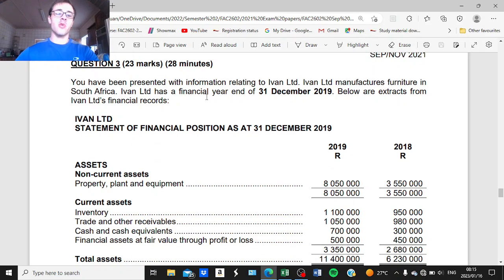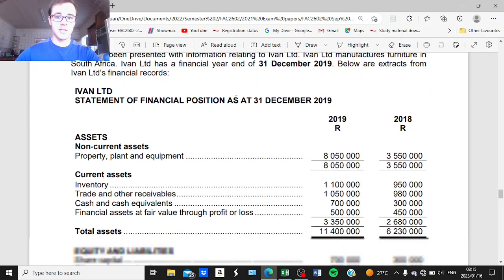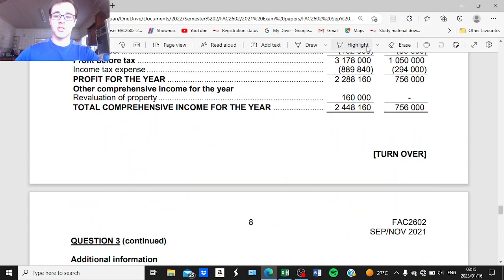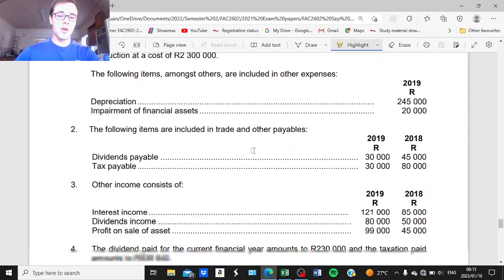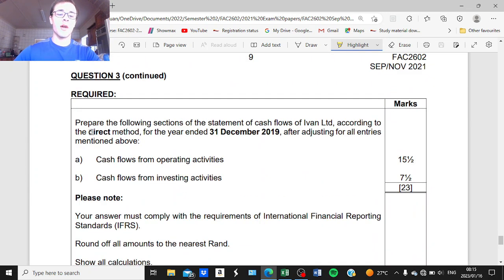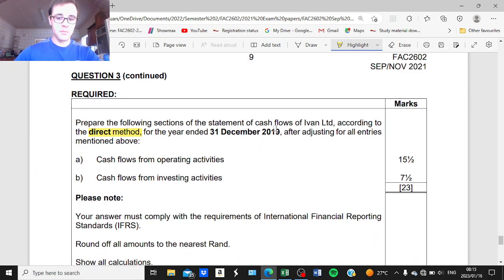So in today's lesson, we will work through question 3, counting a total of 23 marks, and for which we are allocated a time limit of 28 minutes. Now, according to the required section of this question, we need to apply the direct method to the operating activity section. However, I have decided that we would rather use the indirect method, because a lot of you seem to be uncomfortable with that method.